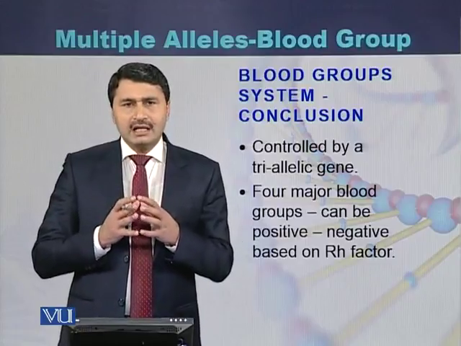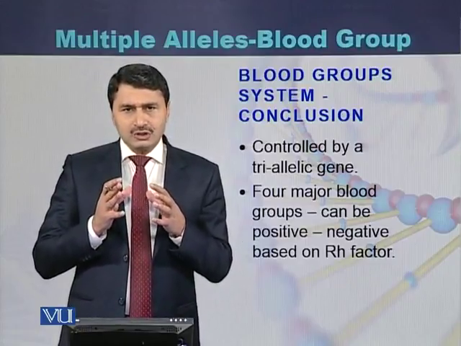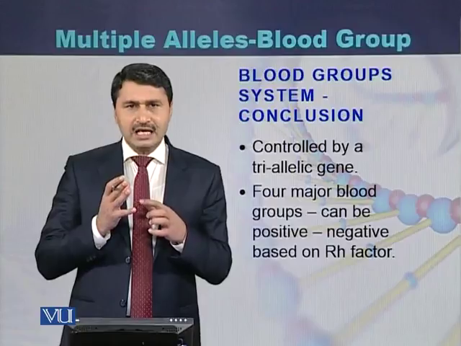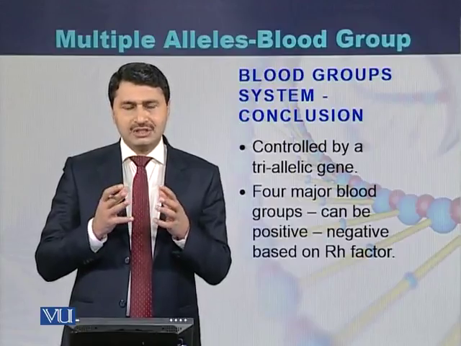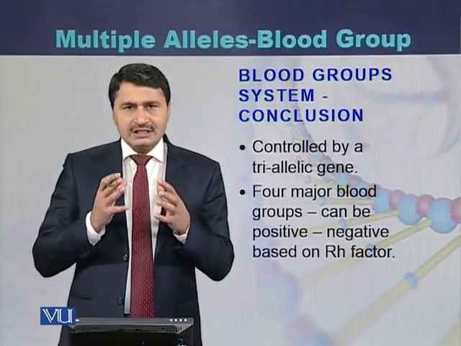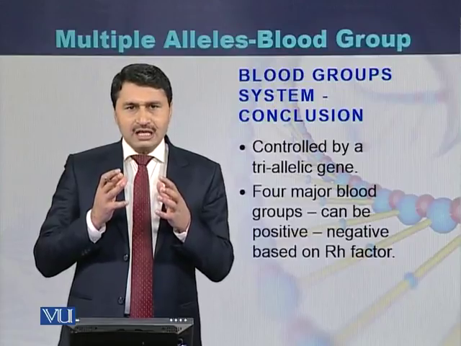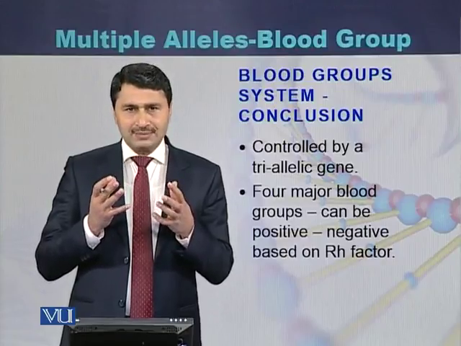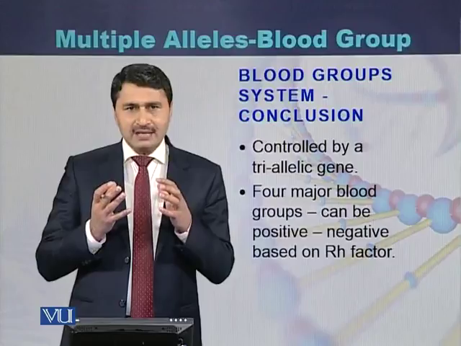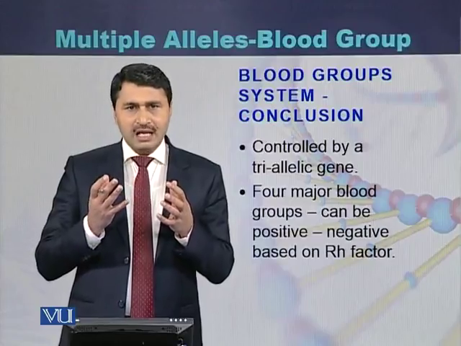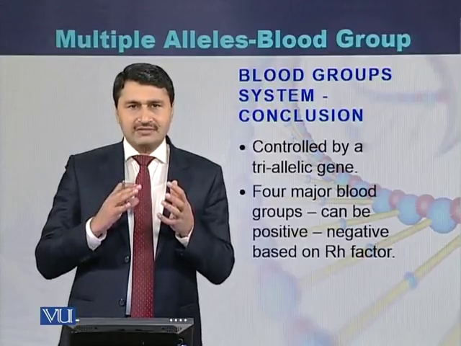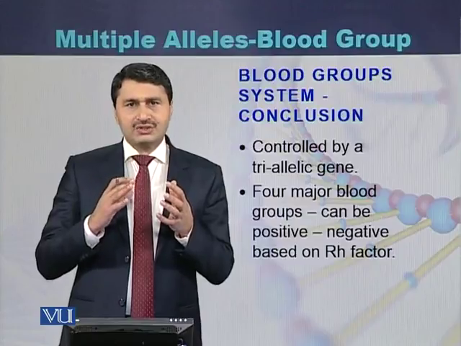So we can conclude that the blood group system in humans is controlled by a gene. That gene has 3 alleles: allele A, allele B, and allele O, or allele I, small i. It is represented by O or written as i. So there are 3 different alleles. They generate 6 different genotypes and 4 different phenotypes. But based on the Rh factor, the 4 different phenotypes can be in positive form and in negative form. For example, A blood group can be positive and A blood group can be negative. But this positive and negative is based on the Rh factor.